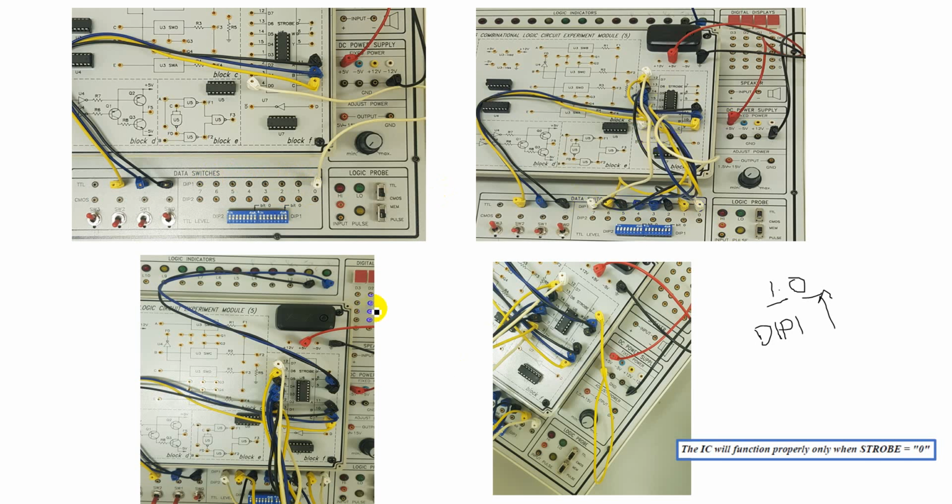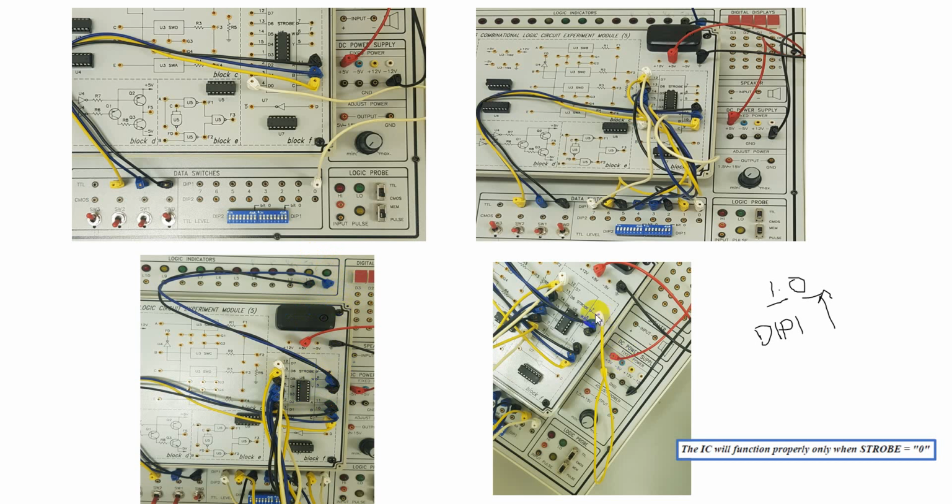The next step here is the outputs, W and Y. So W and Y are connected to two logic indicators here. Of course, blue here is W, which is connected to L1. So this is the complement value, and Y is connected to L1 here, and W is connected to L0 here. Similarly, we need to connect the strobe here.